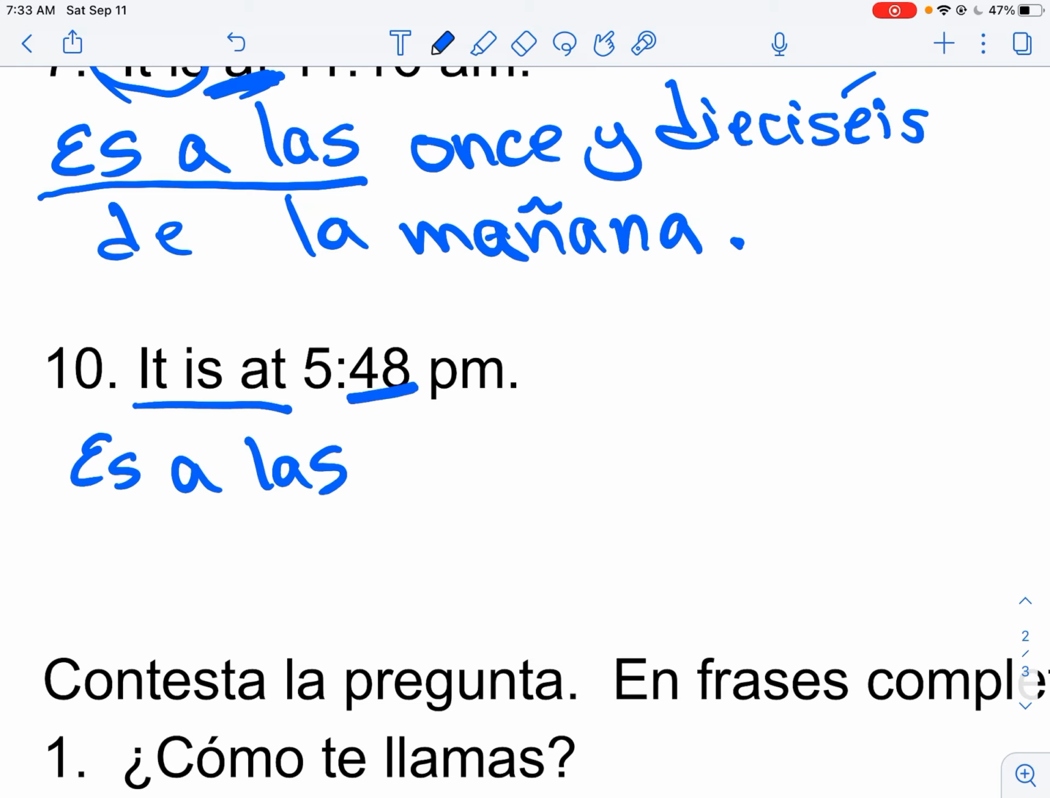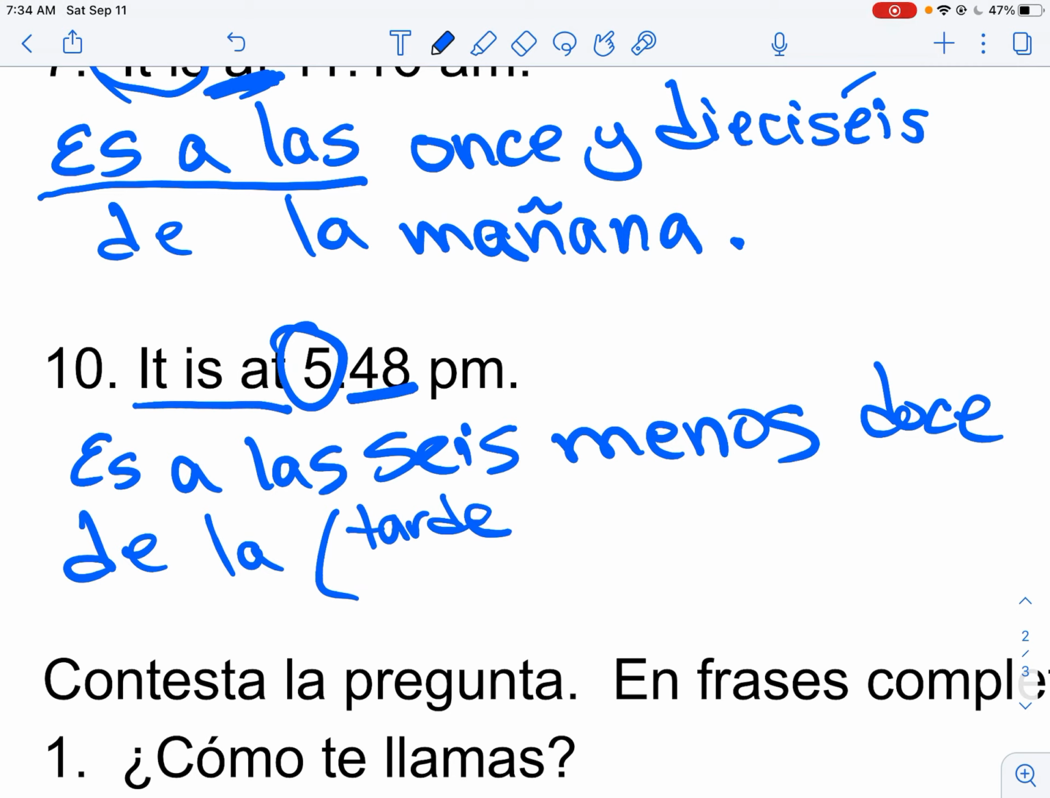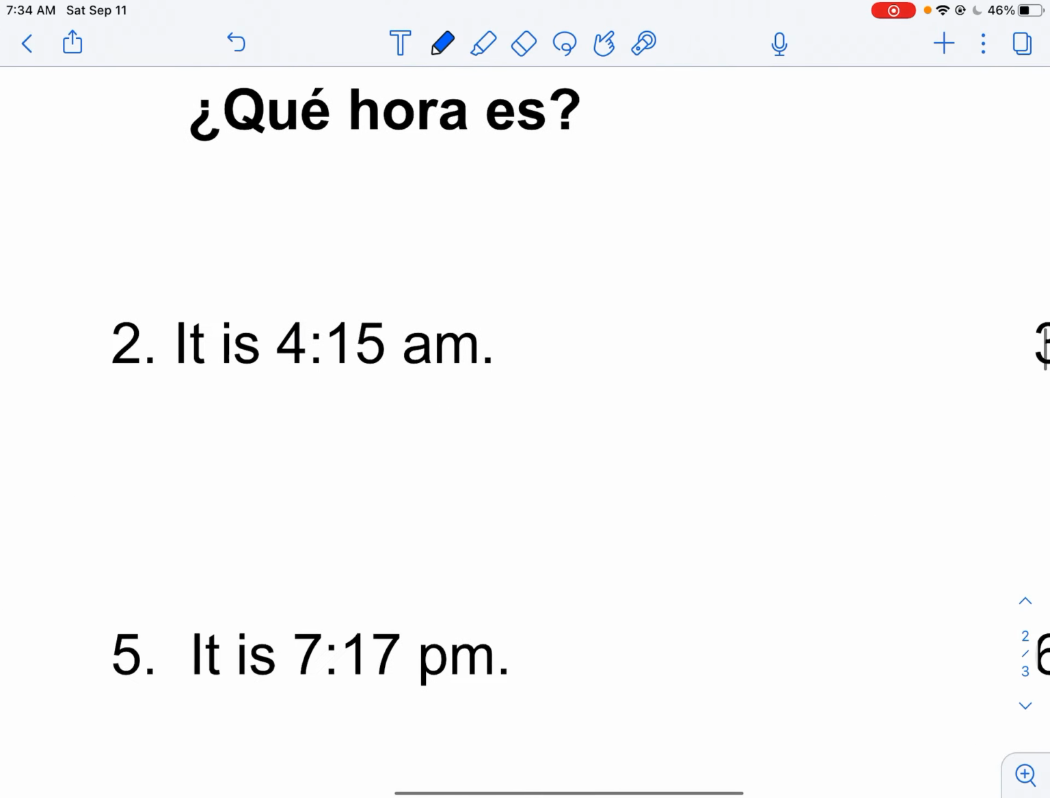Now, this is after 30 minutes. So that means I need to change this to the next hour. So seis... And then I have to subtract time, so that would be 12 minutes. Menos 12 de la... Now, on this one, I would actually probably do noche, but because it's right around 6 o'clock, some people still think that's afternoon. So I would accept afternoon, but you could also do noche. Because sometimes that time of day, if it's winter time, it's dark outside.